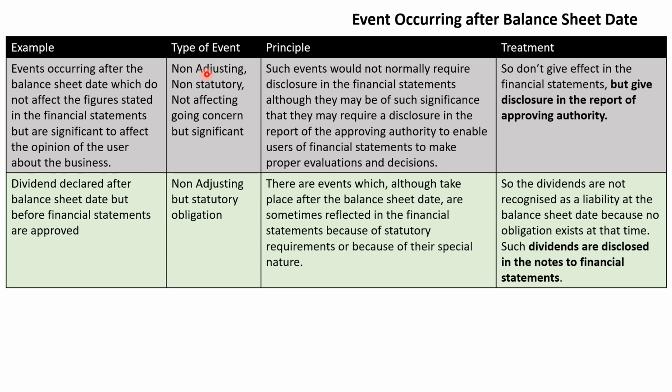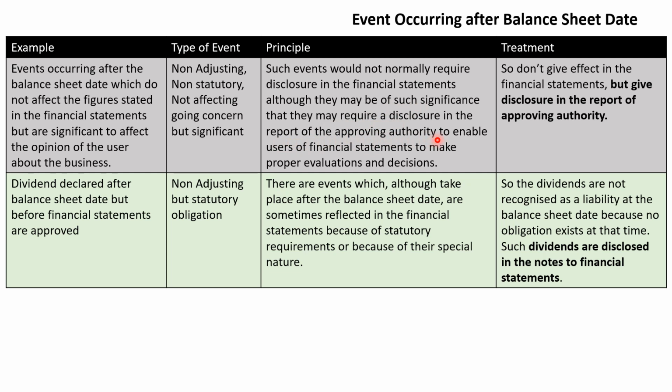So the principle is such events would not normally require disclosure in the financial statements. Be careful, they need not require any disclosure in the financial statements, so no need to prepare any loss by fire account in the P&L account, and there is no need to show a reduction from the plant and machinery on the balance sheet asset side. Although they may be of such significance that they may require a disclosure in the report of the approving authority.